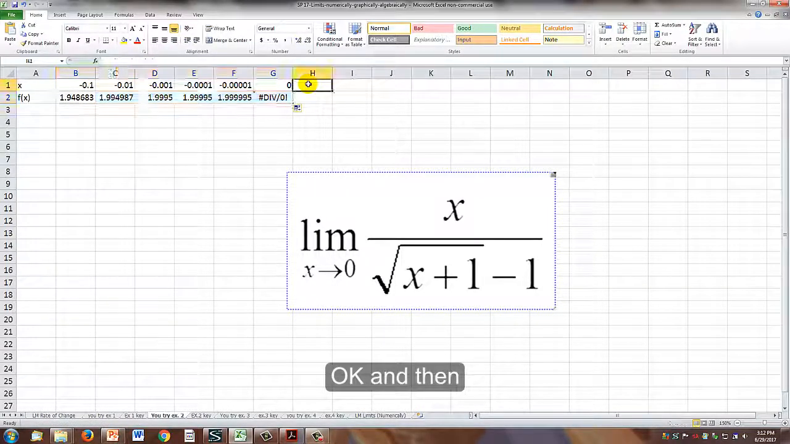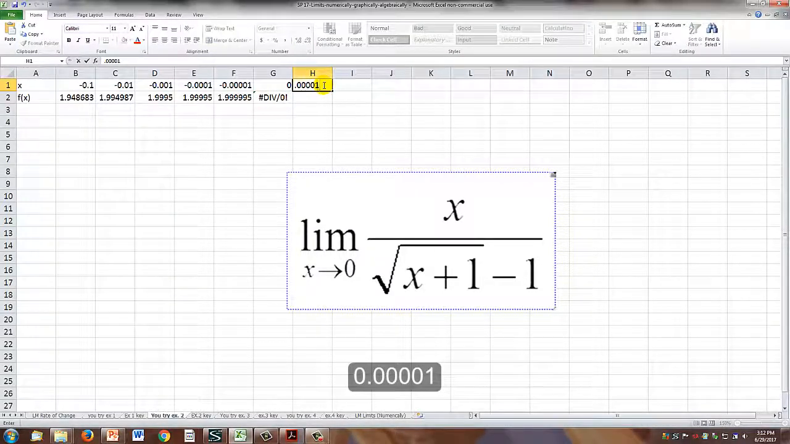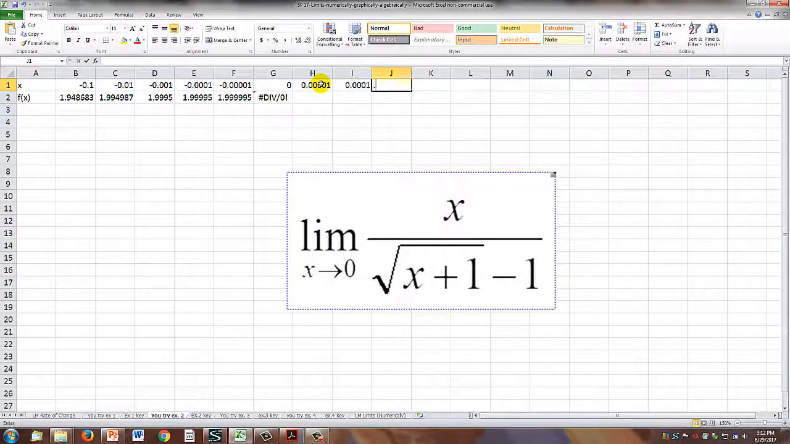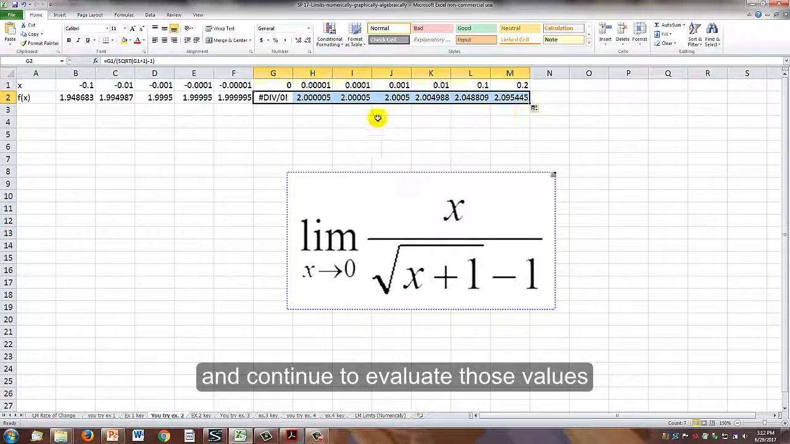Okay, and then approach 0 from the right might be something like 0.00001. And we'll continue to evaluate those values.